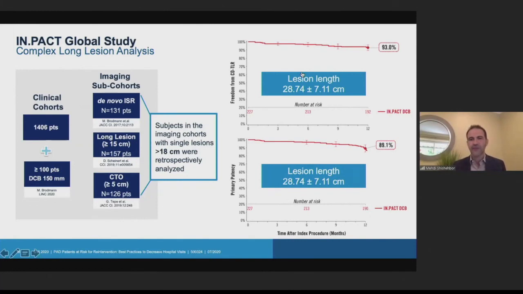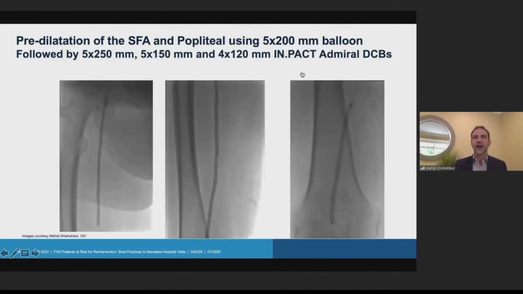And again, primary patency, both analysis shows fantastic result of 89.1% patency at 1 year. Honestly, for a 30 centimeter lesion, which is similar to the lesion that I was going to treat. So really, the drug elution has revolutionized how we treat these patients.